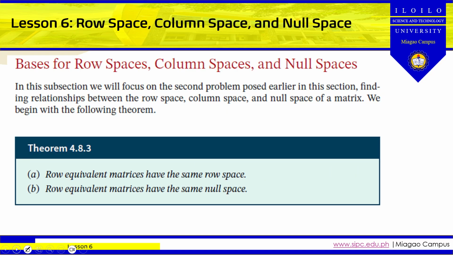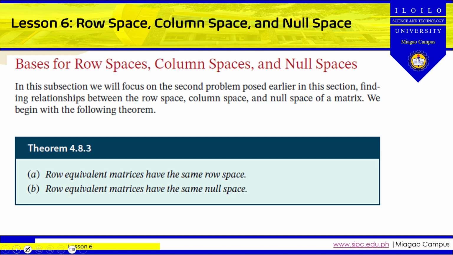Next, we have another discussion of the basis of row space, column space, and null space. In this particular section, we will focus on the second problem posed earlier, finding the relationships between the row space, column space, and null space of a matrix. We begin with the following theorem. Theorem 4.8.3 states that row equivalent matrices have the same row space.